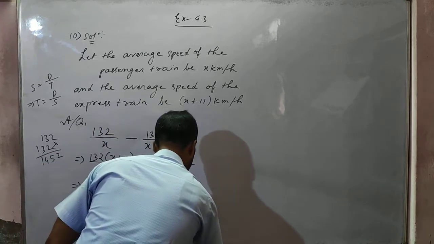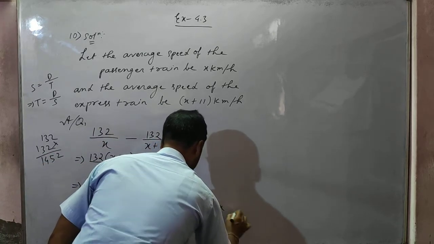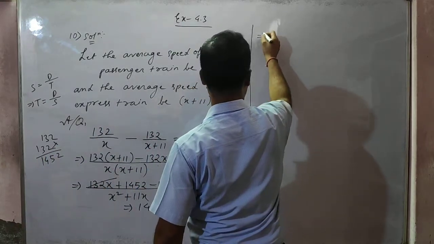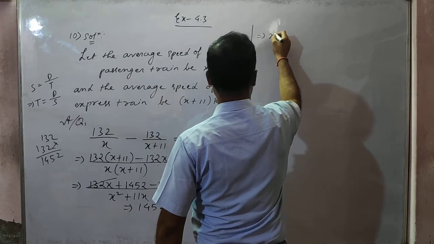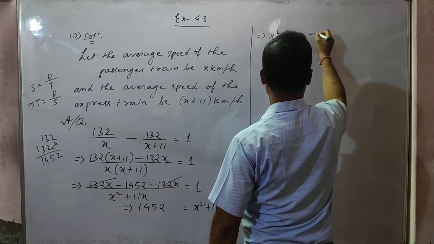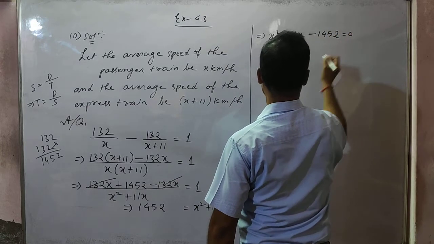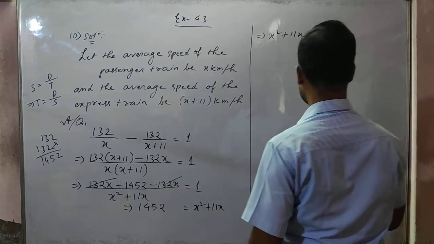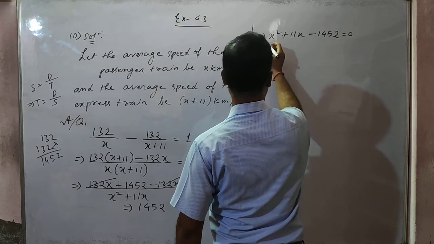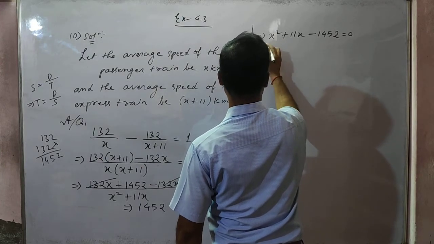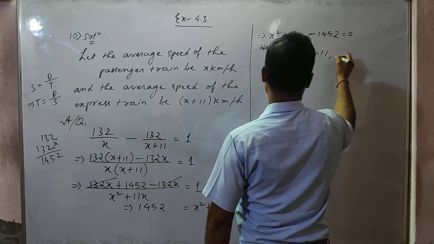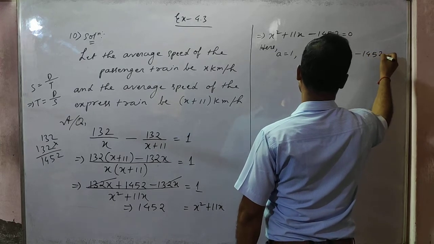Is equal to x square plus 11x. So x square plus 11x minus 1452 is equal to 0. So here also we can apply the quadratic formula. Here a is equal to 1, b is equal to 11, c is equal to minus 1452.